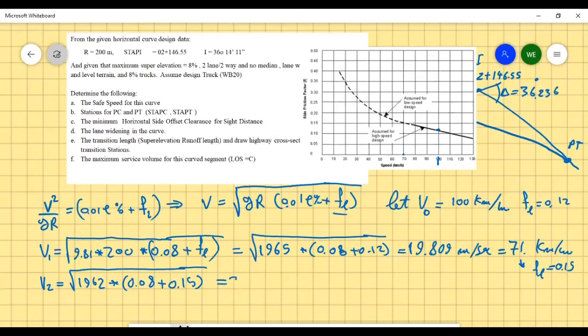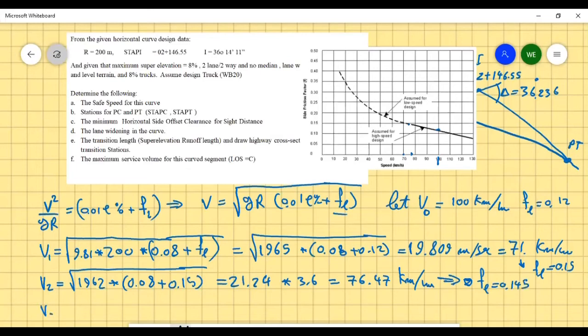That's 21.24 multiply 3.6. This is going to be 76.47 kilometers per hour. That means somewhere here, so that's the fL equal 0.145.